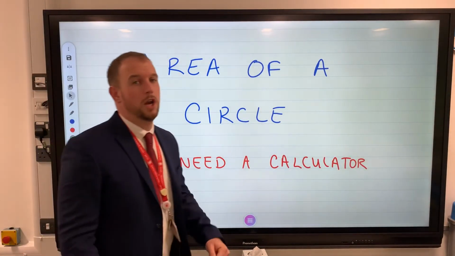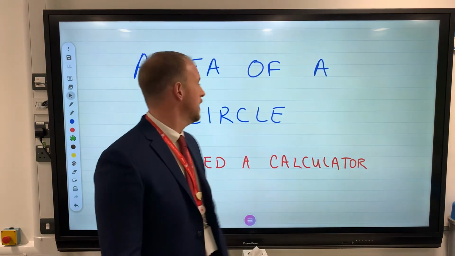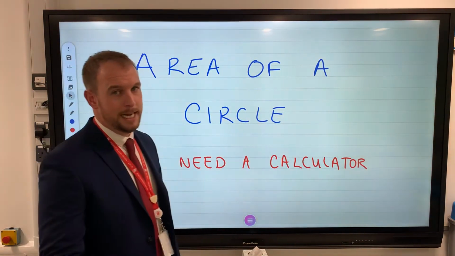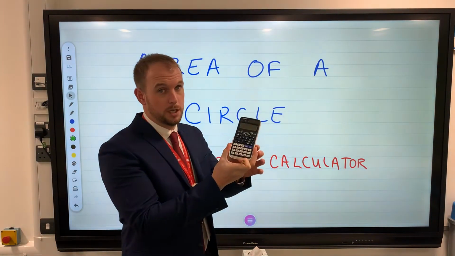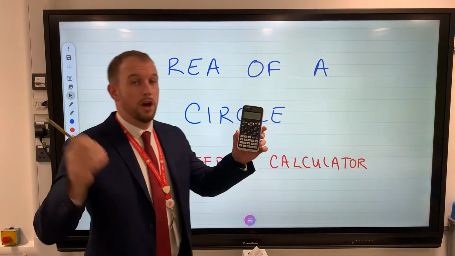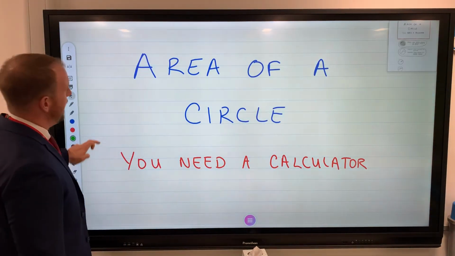So today we are looking at calculating the area of a circle, okay? As I said here, you need a calculator, you need a scientific calculator. I'm going to use this one. You could obviously use another one of which I've mentioned in a previous video. So area then.